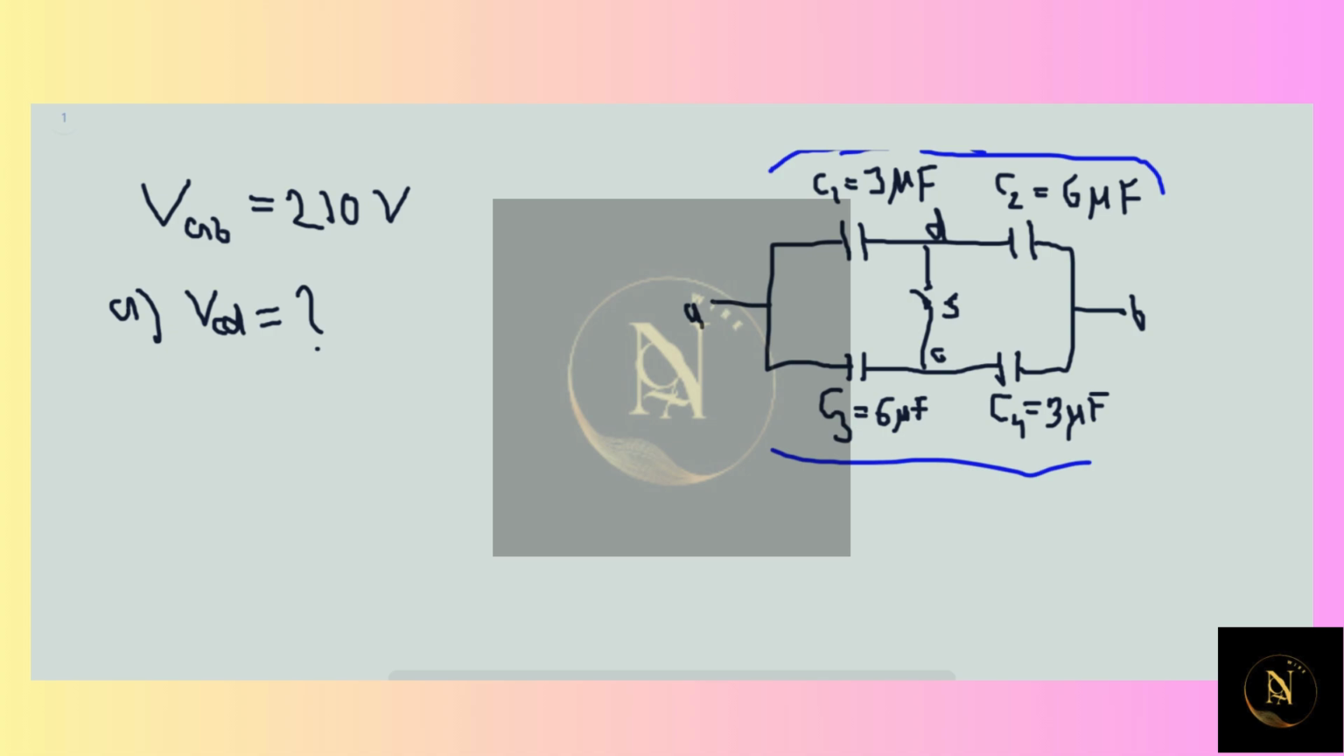If the branches have the same charge and the capacitors in each branch are connected in series, and as we know, in series combination the charge on each capacitor is the same, then the charge is going to be the same on each capacitor, which is going to be half of the total or the equivalent charge of this combination.